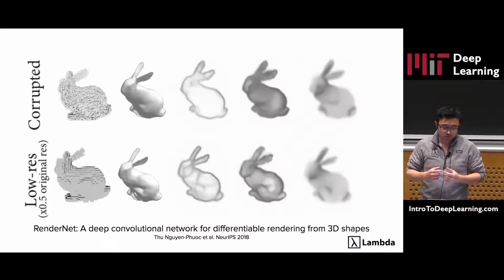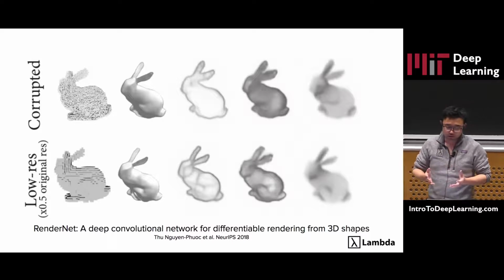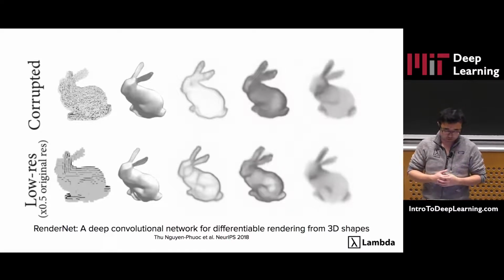The first row renders an input shape that is randomly corrupted. The second row renders an input shape that has a resolution that is 50% lower than the training resolution.